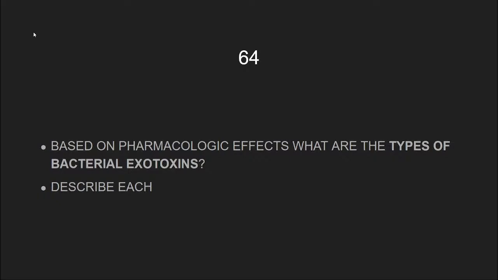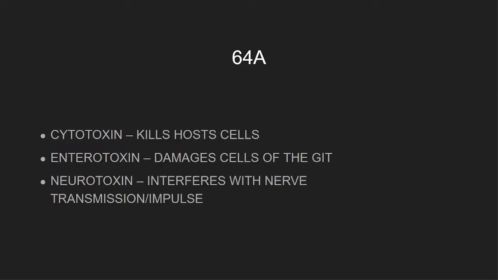But anyways, let's talk about pharmacologic effects. Again, we're going to go back to the biochemistries. Which are the effects? So we have a cytotoxin, an enterotoxin, and a neurotoxin. There are three things that you have to remember. A cytotoxin kills the host cells, an enterotoxin damages the cells of the gastrointestinal tract, and a neurotoxin interferes with nerve impulse transmission. Can you give me an example of an organism that produces a potent neurotoxin?